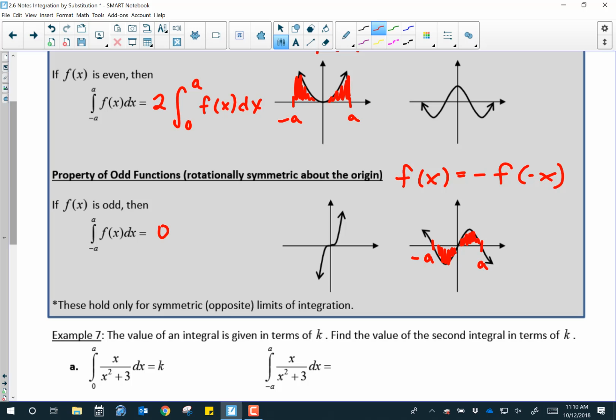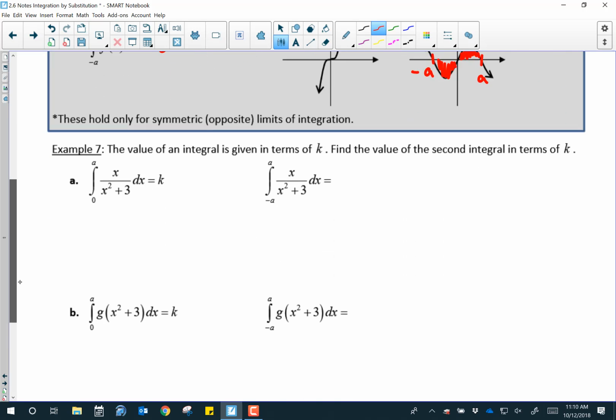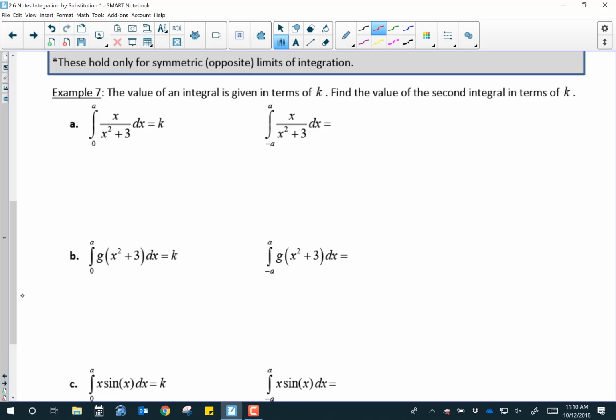The value of an integral is given in terms of k, and then find the value of the second integral in terms of k. All right, so in this first one we know the integral from 0 to a of that function is equal to k, and we want the integral from negative a to a. So we need to determine whether this function is odd or even or neither. If it's neither, we'd have to actually calculate it.